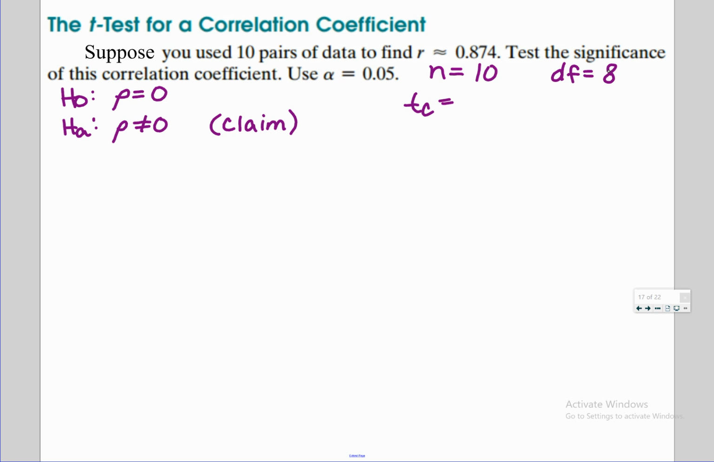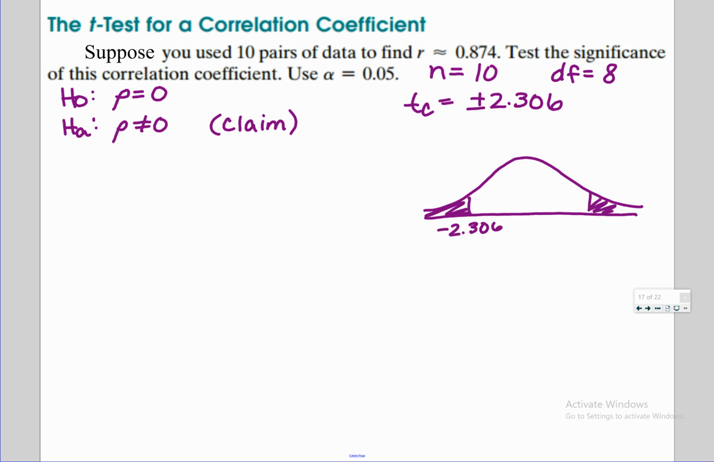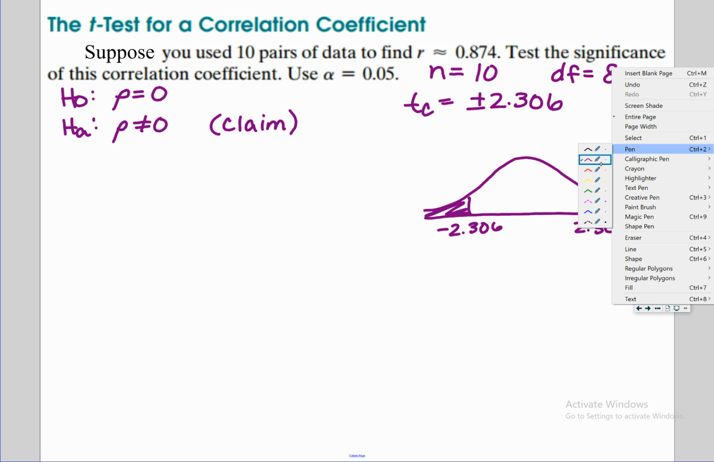So you're going to go to the middle column, and then we're going to go down to 8 degrees of freedom. It is 2.306. Because it is a two-tailed test, we're always going to put plus or minus in front of it. Remember, if it's left tail, we put a negative. If it's right tail, we put a positive. Two-tail plus or minus. Okay, so you can draw those rejection regions. Negative 2.306, positive 2.306.